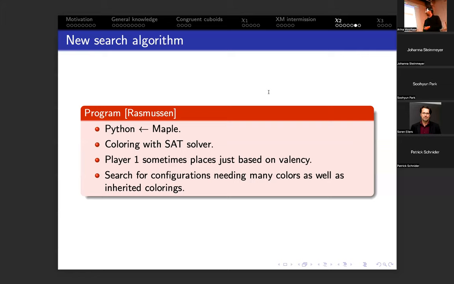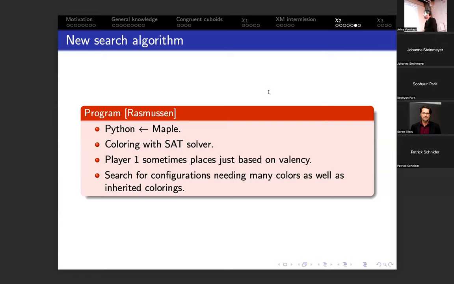So Rasmus made the decision of writing a program in Python instead of Maple. That makes it a lot faster right there. But then also to use a SAT solver to color. So you take your coloring problem and you can recast it as a satisfiability problem, and then you have standard tools that you can use. And this speeds up things quite a lot, but maybe not enough.